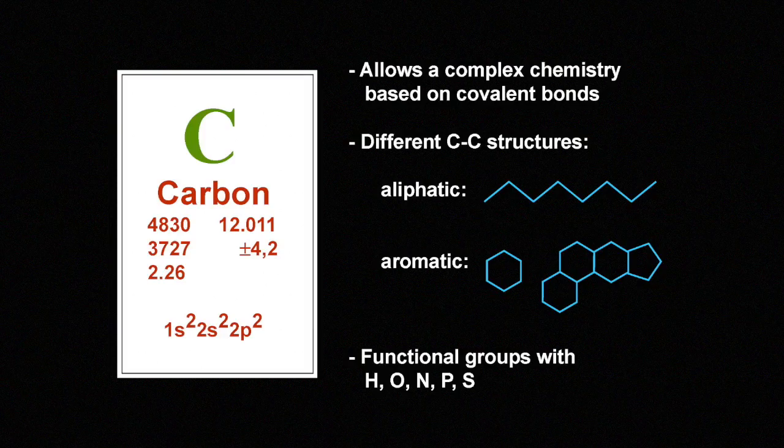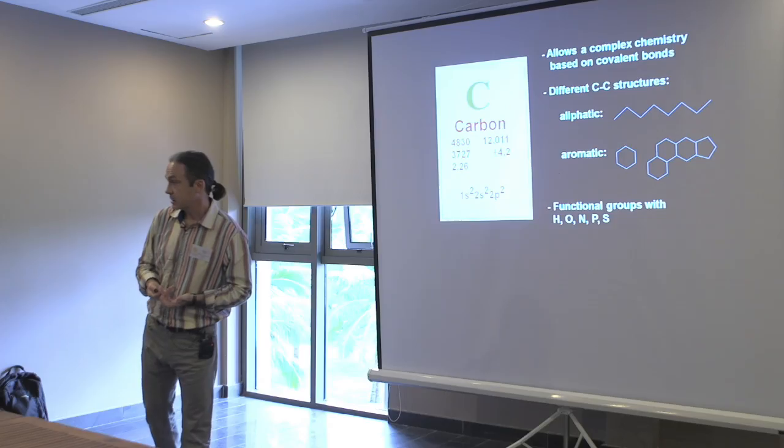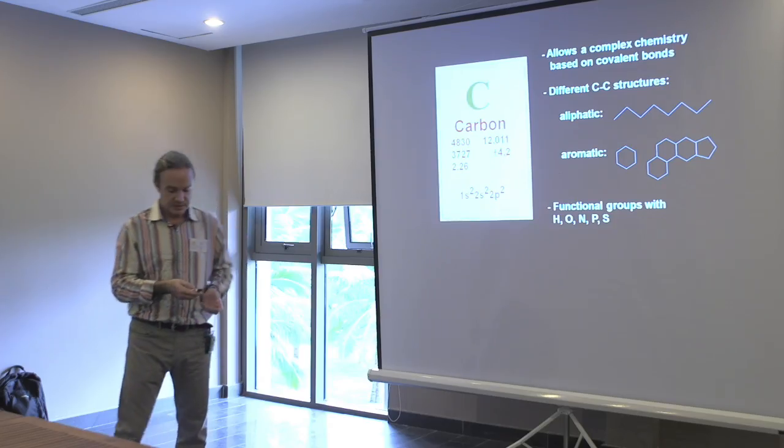Carbon is a very peculiar element because it allows a complex chemistry based on covalent bonds, so sharing electrons, and it makes different aliphatic and aromatic structures. So, again, forming functional groups with the other 5 main elements of life, it is the basis of very complex chemistry, the complex chemistry that is required for life. Okay?